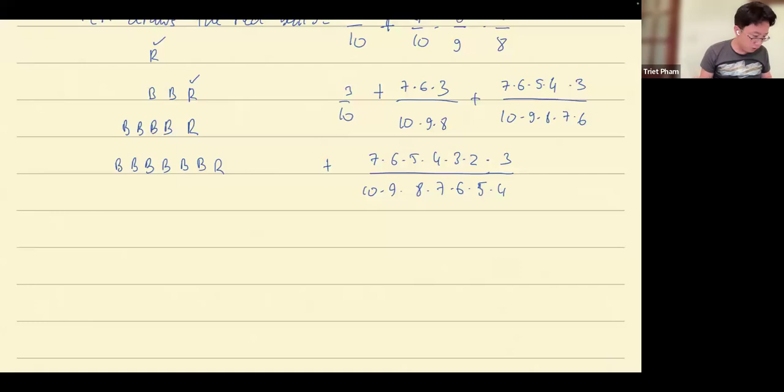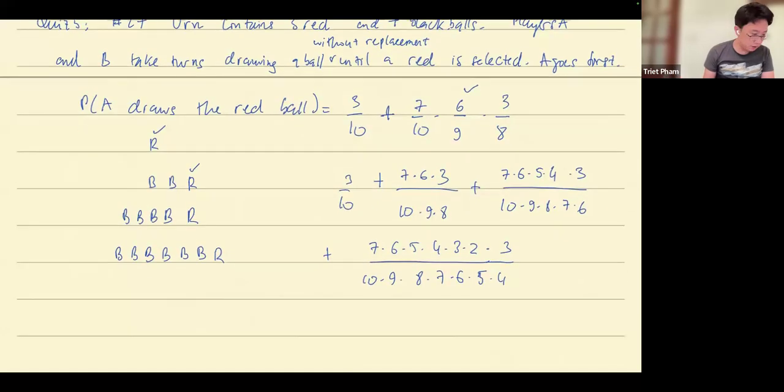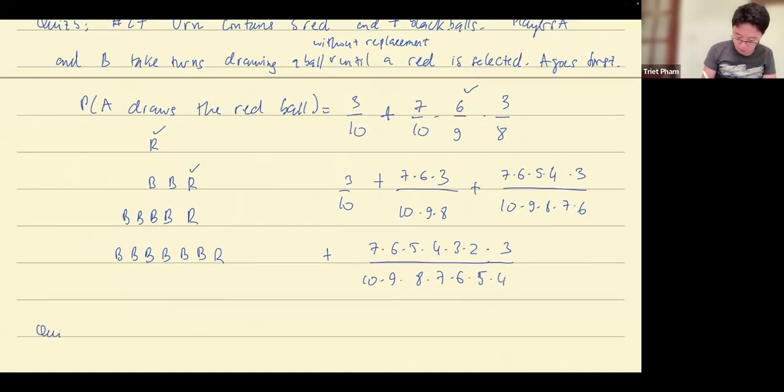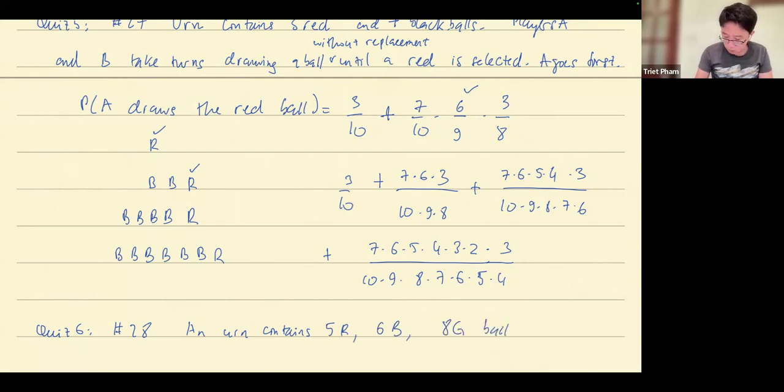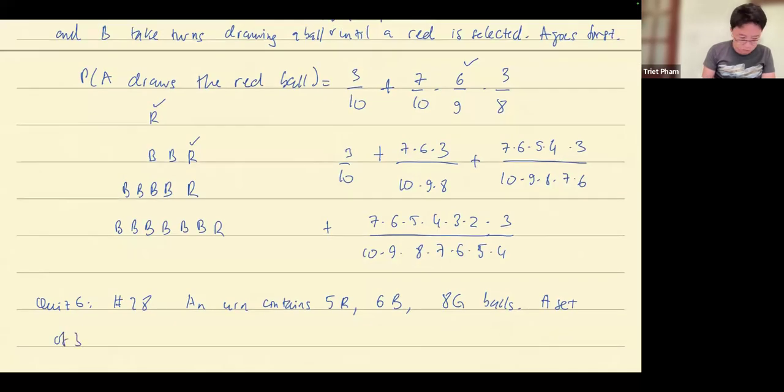So let's do another one. This one is slightly less weird. So question 6. This is question number 28. An urn contains 5 reds, 6 blues, 8 green balls. So a set of 3 balls is randomly selected.